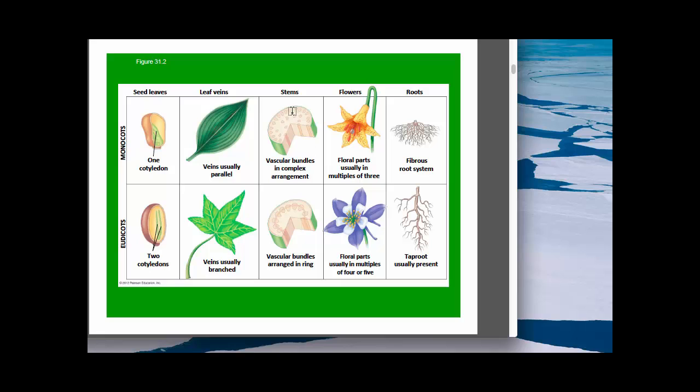In our monocots, those vascular bundles are scattered around. In dicots, they form a ring around the outside. In our flowers, we can look at flower parts if they're available to us to look at. Typically, flowers that are monocots are in multiples of 3 or just have 3 parts. The dicots have parts in 4s or 5s. Now, this does mean that if you have a flower with 12 petals, you will have to think about other characteristics to determine if it's a monocot or a dicot. Why did I pick 12? Think about it.